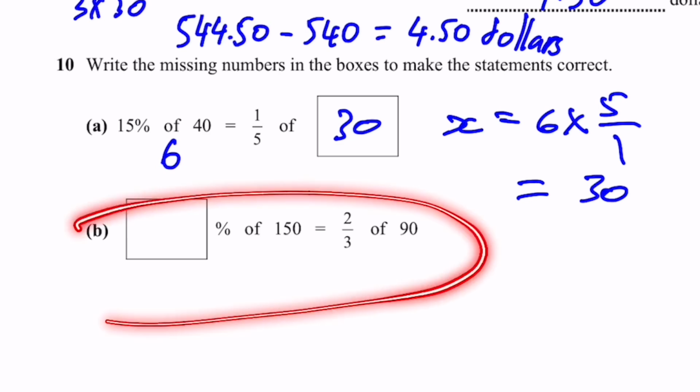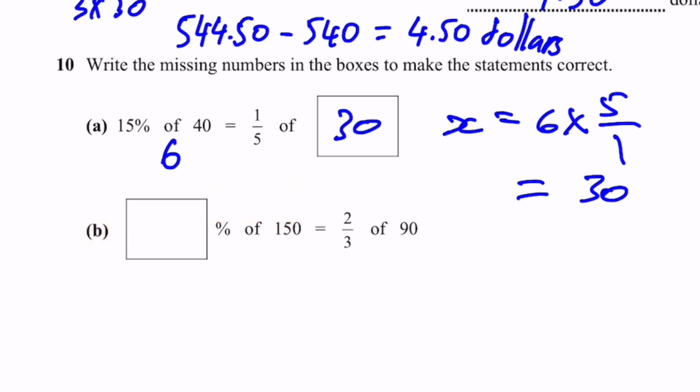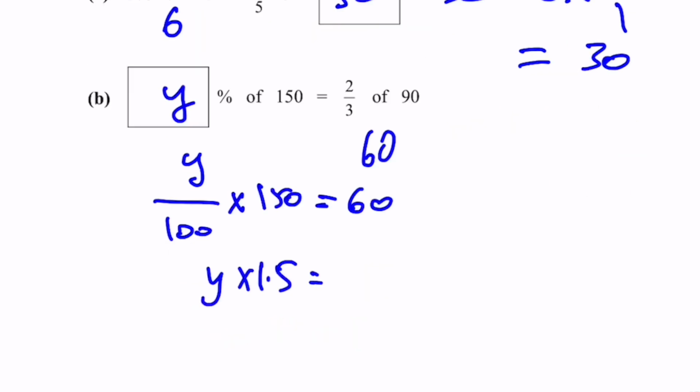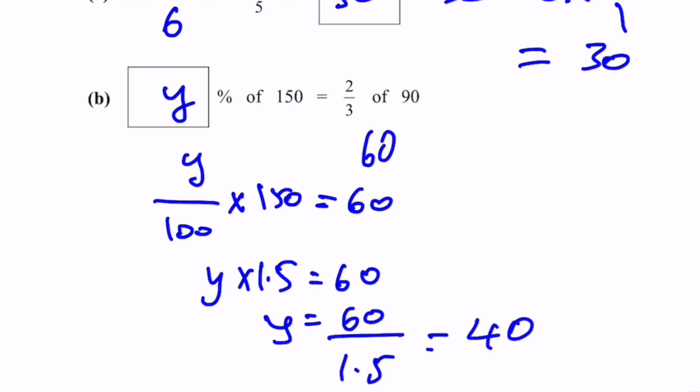Now, B. Dash percent of 150 is 2/3 of 90. We can see here that we get a percentage as an answer. We cannot write it as a decimal. 2/3 of 90 is equal to 60. Now let's take this percentage as y. So y% is equal to y/100. So y/100 times 150 is equal to 60. That means y times 1.5 is 60. y is equal to 60/1.5. For that, we get the answer as 40. That means 40% of 150 is equal to 60. And that's 2/3 of 90.